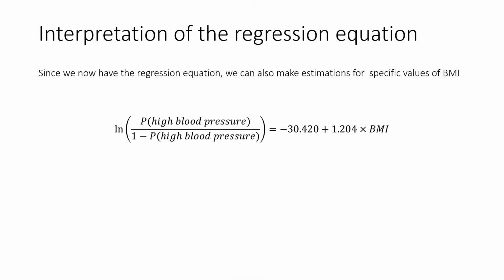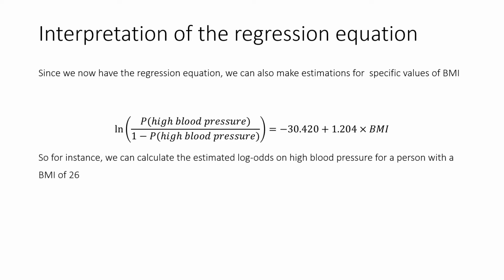Now, since we have this regression equation, we can also make specific estimations. So for instance, we can calculate the estimated log odds for high blood pressure for a person with a BMI of 26. What we can do is we can just plug in the numbers, minus 30.42 plus 1.204 times 26, which was the BMI, equals 0.884. So that is the estimated log odds on high blood pressure for a person with a BMI of 26.